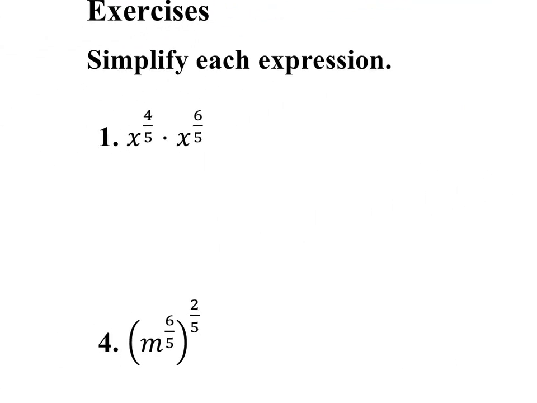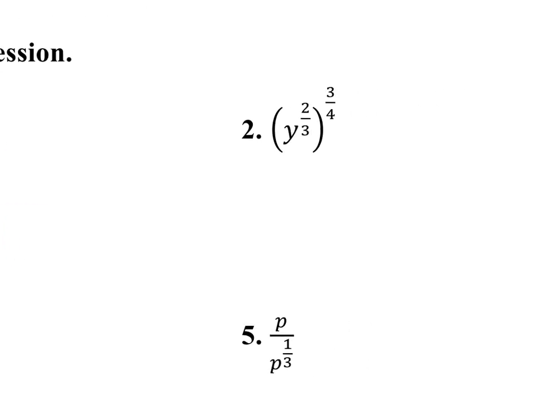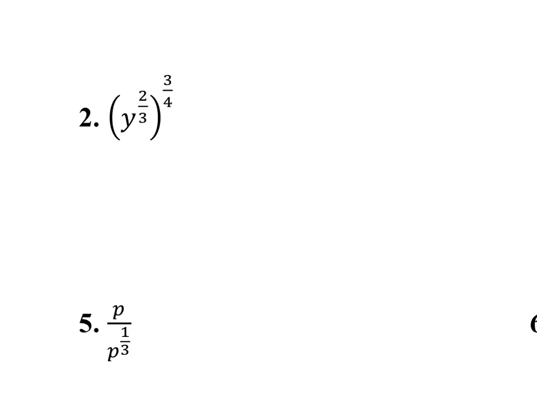Okay, so for number 1, they have the same base, so we're going to add the exponents together. 4 over 5 plus 6 over 5 is 10 over 5. And 10 divided by 5 is 2. Okay, when we have an exponent immediately outside the parentheses, we just multiply that to the other exponents. So the 3's would cancel. We have 2 over 4. 2 over 4 is 1/2.